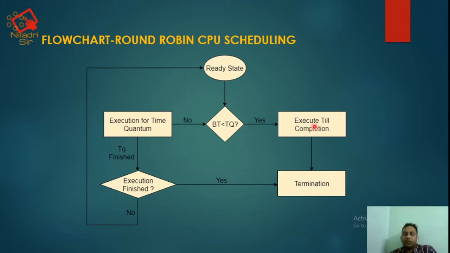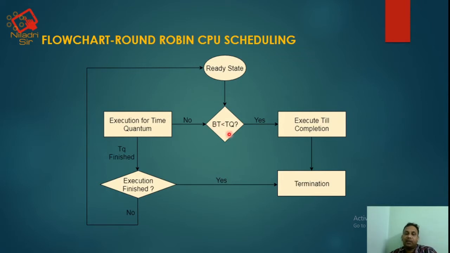Suppose the quantum time is 4 and the burst time is 1. The process will execute for 1 microsecond, or we can say the process will take the CPU for 1 microsecond. It will not take the CPU for 4 microseconds. So if the quantum time is greater than the burst time, the process will be executed till completion, and after completion it will be terminated.